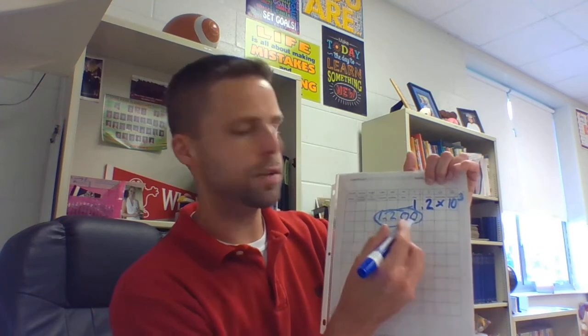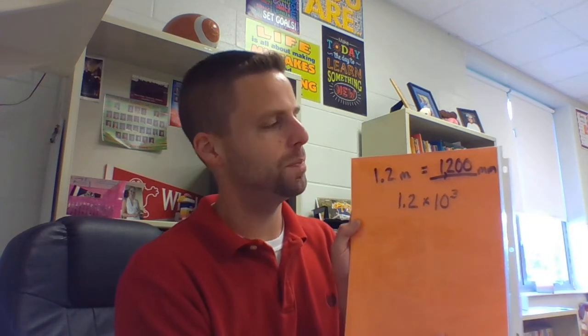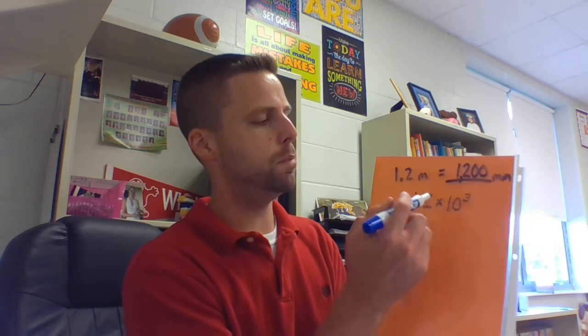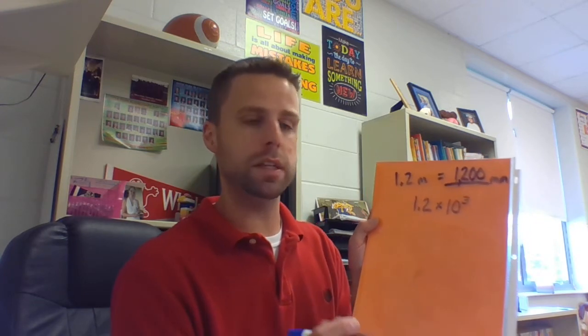And I get 1,200. So again, I go over to my problem, which will be on your paper. 1 and 2/10 meters multiplied by 10 to the power of 3 is 1,200. Okay? So if I'm going from meters to millimeters, I'm going to multiply by 10 to the power of 3 this time. Okay, that's when we're working with millimeters.